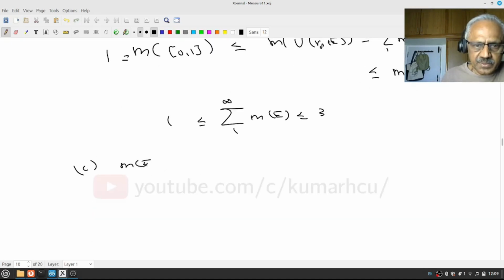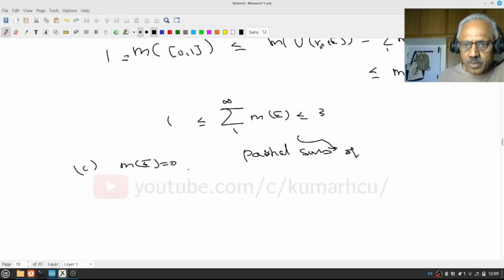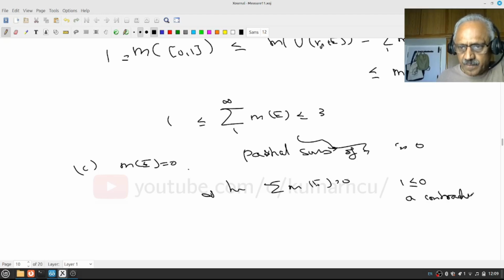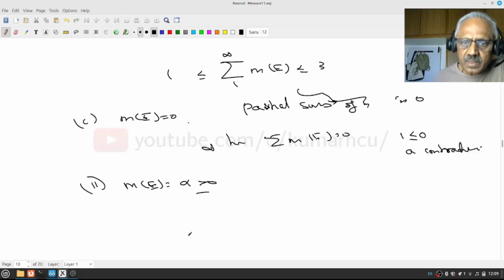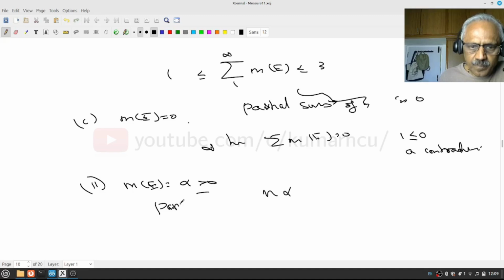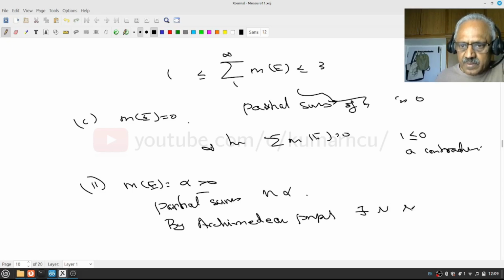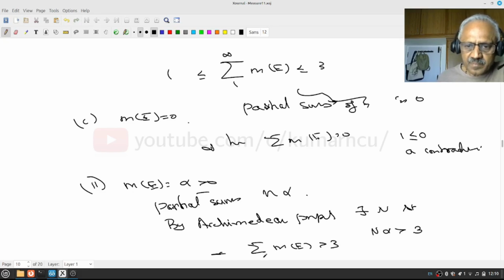Now, there are two cases. M of E is 0. If M of E is 0, the partial sums are 0, so the limit of this sequence is 0. Hence, the summation of M of E is 0. But then we get 1 is less than or equal to 0, a contradiction or absurdity. Or second case, M of E, let us say, is alpha, which is positive. Then the partial sums are n times alpha. By the Archimedean property, there exists n such that n times alpha is strictly greater than 3, and hence the summation of m of alpha is greater than 3 at least, right? But it has to be less than or equal to 3. That's again a contradiction.